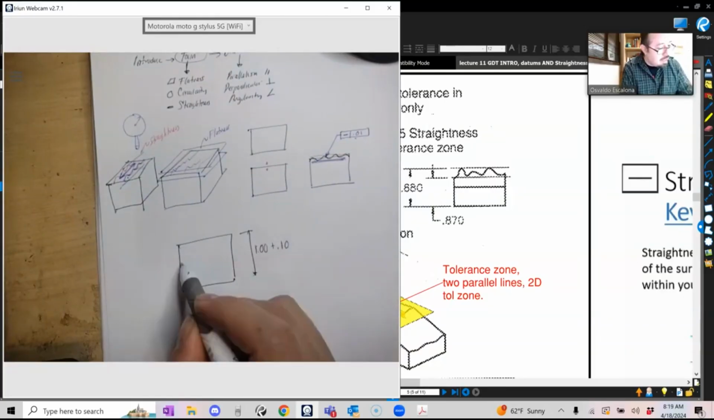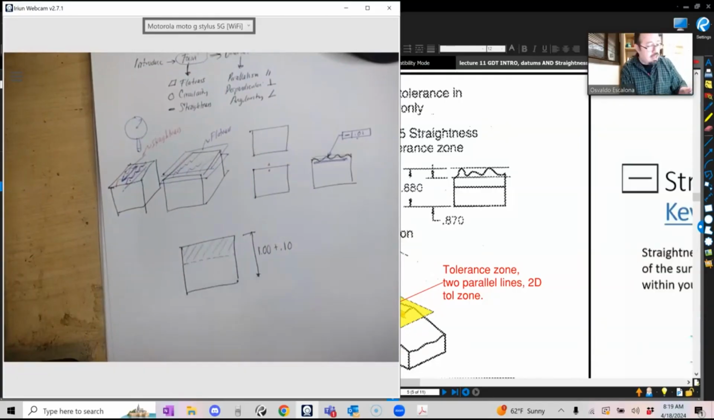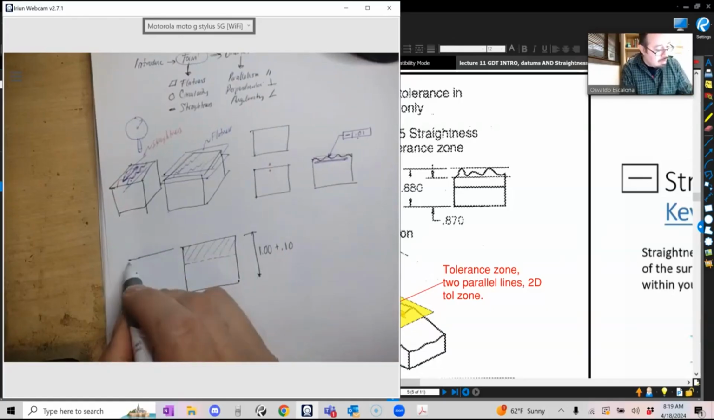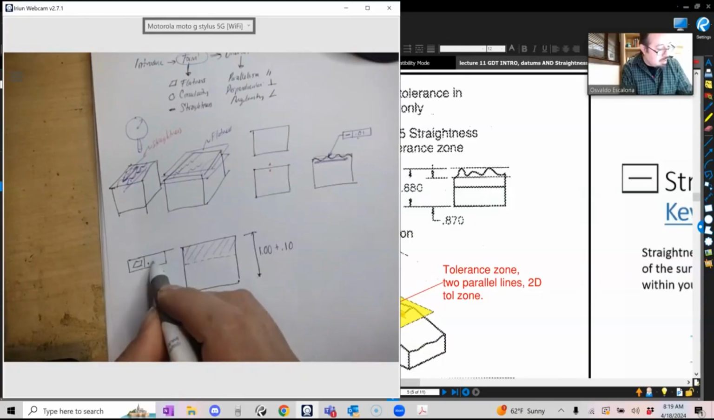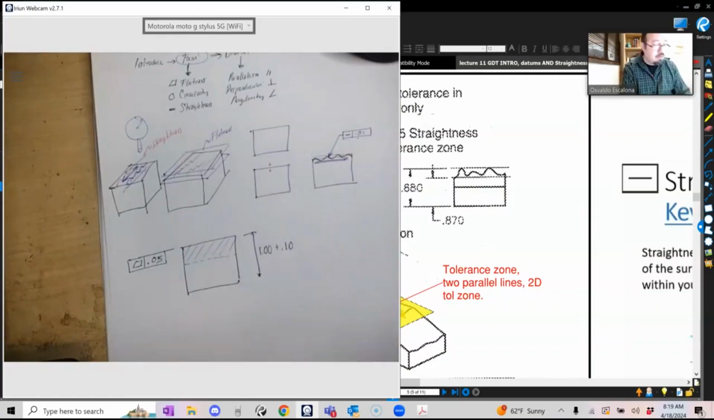That means that I have a tolerance zone here. And then I might also have flatness. Let's say common flatness here, 0.05. Right? So it's a little bit smaller than this guy, right? Because this is 0.2, I mean, 0.1 up, 0.1 down.